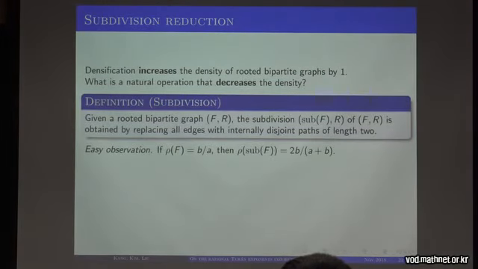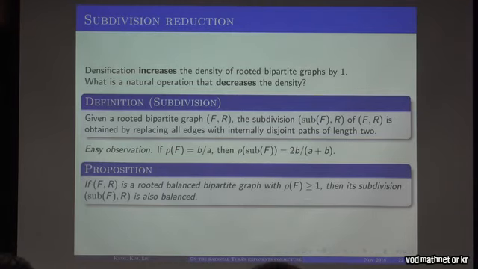One of the easy observations is that, this is a mistake. So if R is independent and F has the global density B over A, then its subdivision has the global density this way. So this is valid for any rotated bipartite graph, sorry. And our proposition is that given any rotated bipartite graph with global density at least 1, its subdivision is also balanced. So if the original rotated bipartite graph is balanced, then its subdivision is also balanced.